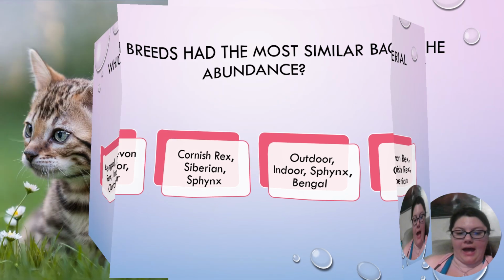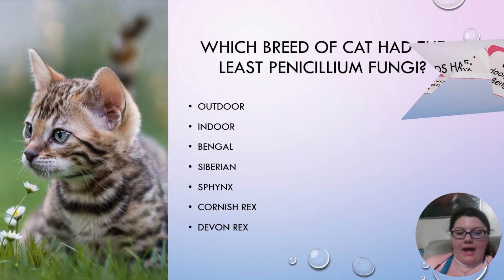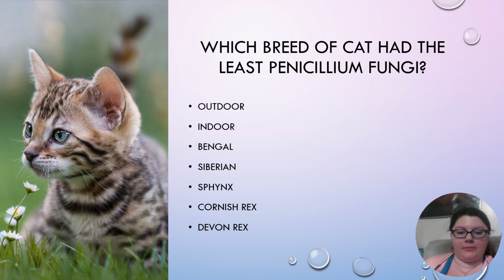Which breed of cat had the least penicillium fungi? Outdoor, indoor, Bengal, Siberian, Sphinx, Cornish Rex, or Devon Rex? So that one was the actual yellow color. The one that had the least amount was the Bengal cat.